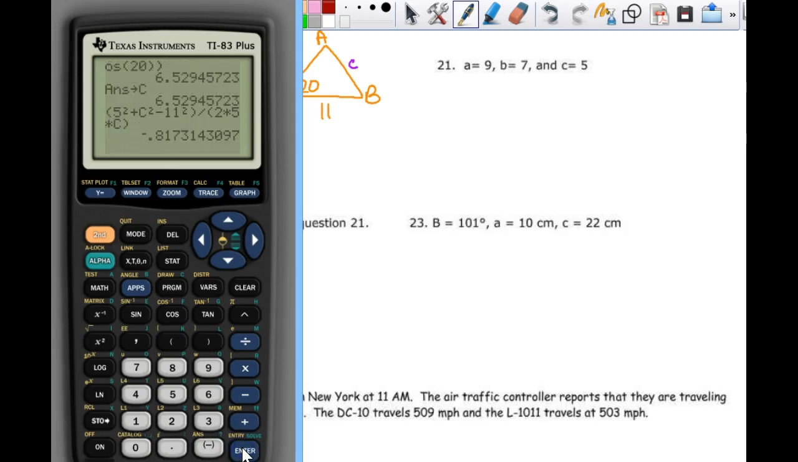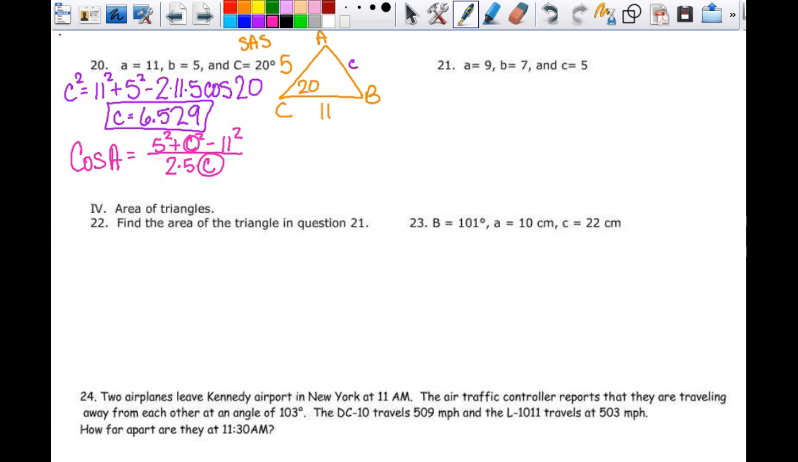So when I get that, that's not my answer. That is the cosine of A. Since it's negative, that tells me that A is going to be an obtuse angle. So I need to take the cosine inverse. That is angle A, so I'm going to store that in A. That's 144.817. So the measure of angle A is equal to 144.817 degrees.